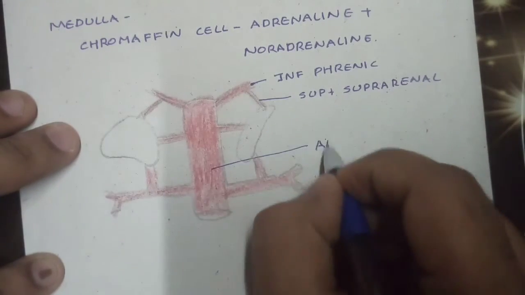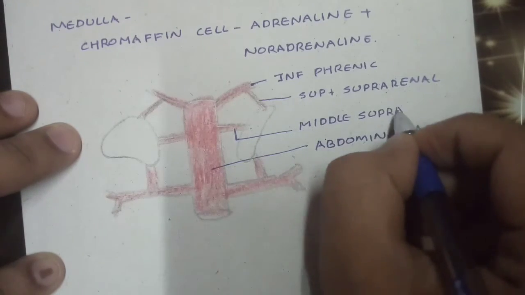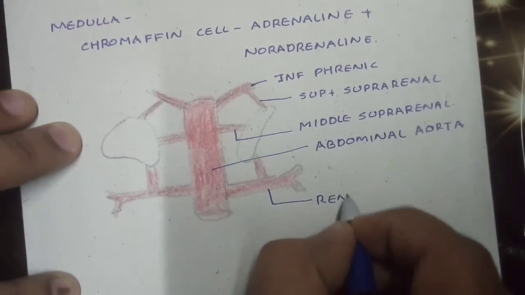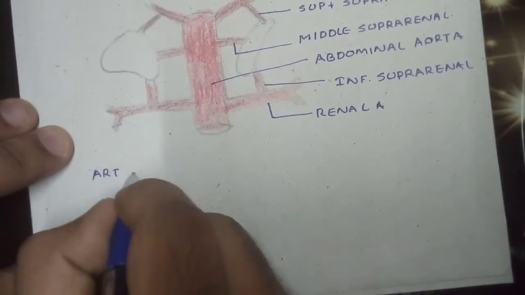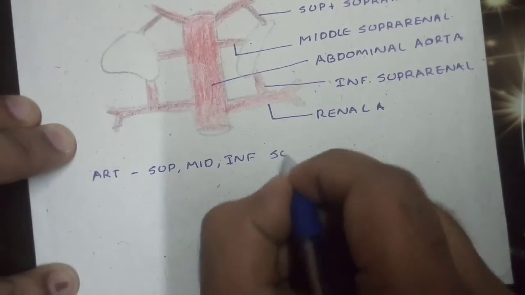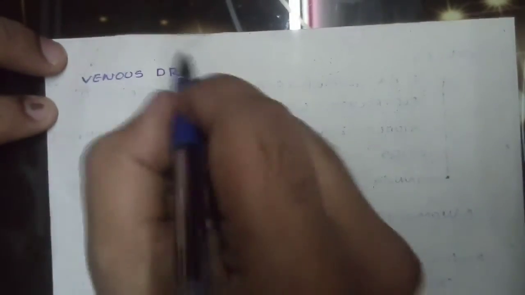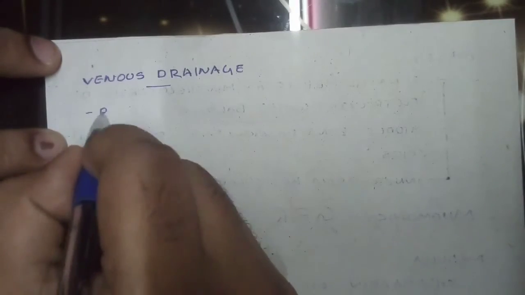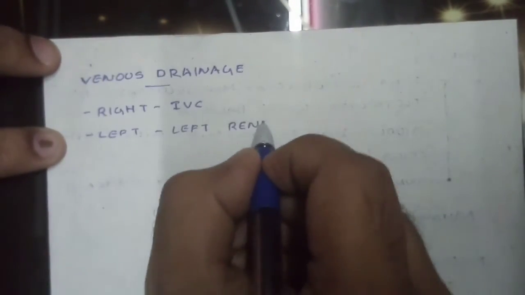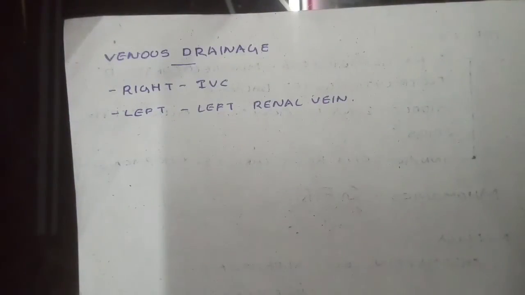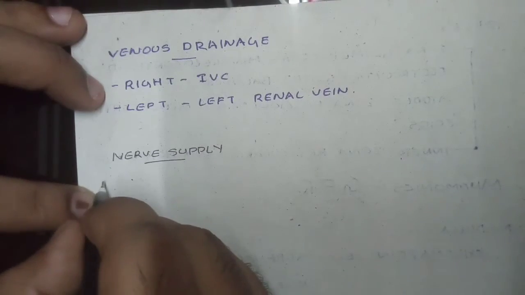Now for the arterial supply: the first is the superior suprarenal artery, a branch of the inferior phrenic artery; the middle suprarenal artery, a branch of the abdominal aorta; and the third, the inferior suprarenal artery, a branch of the renal artery. Now for the venous drainage. Each gland is drained by one vein. The right suprarenal vein drains into the inferior vena cava, and the left suprarenal vein drains into the left renal vein.